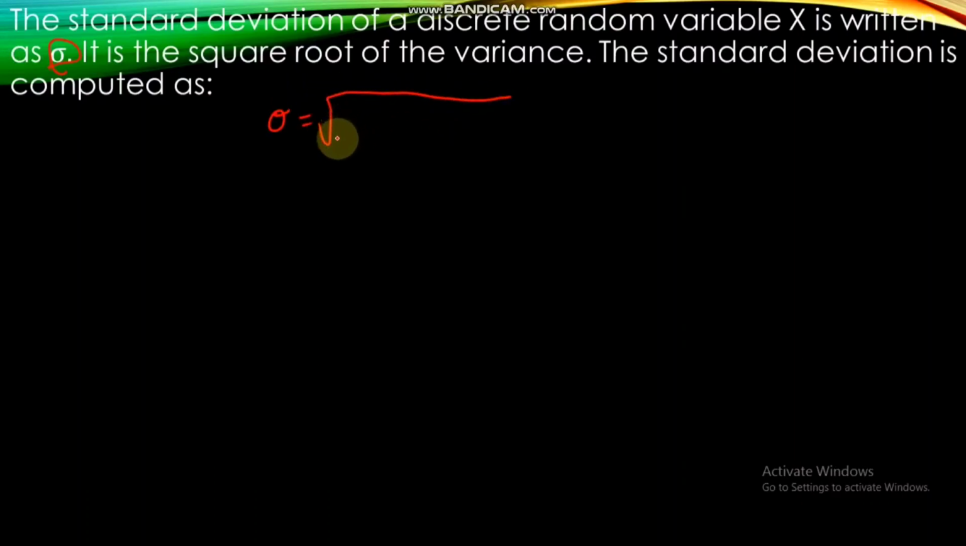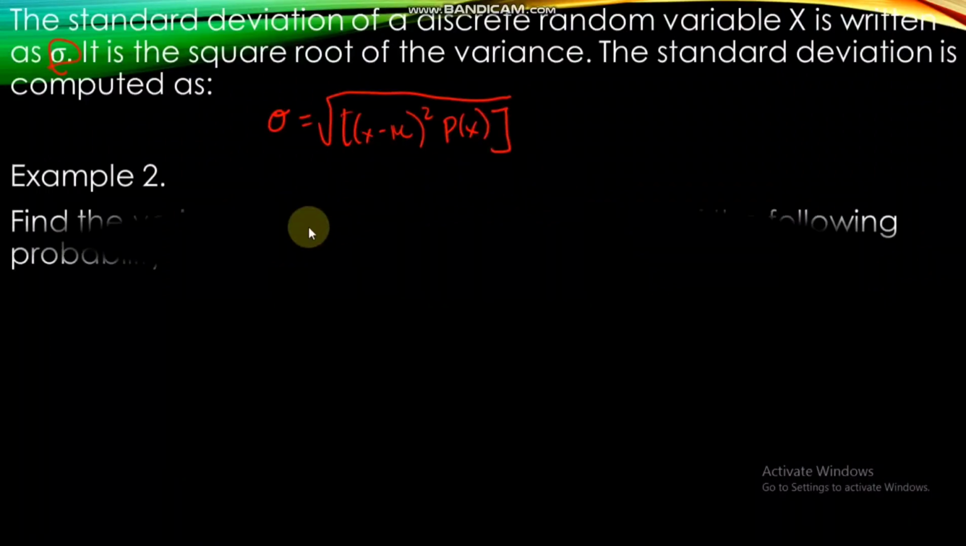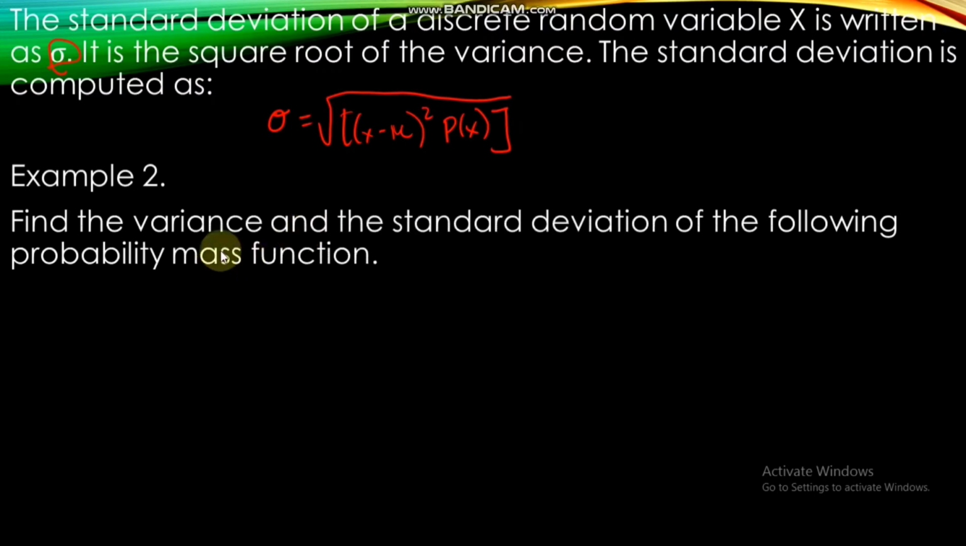The formula earlier is this one: the summation of x minus the population mean, squared, times p of x. The standard deviation is the square root of the variance. So, example number 2: find the variance and the standard deviation of the following probability mass function.